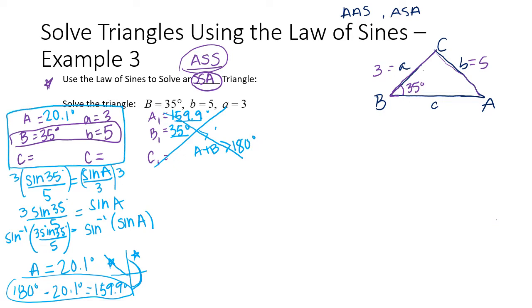So when you're dealing with an SSA triangle, what you want to do is first solve for that one angle, and then you'll take 180 minus that angle and see if that angle that you get would actually work to create a new triangle. In this case, luckily it didn't, so there's only one solution. Okay, once we have that, I can find angle C for my one triangle. To find angle C, we know that angle A plus angle B plus angle C is going to equal 180 degrees. So we've got 20.1 plus 35 plus C equals 180 degrees, and you end up getting that angle C is 124.9 degrees.